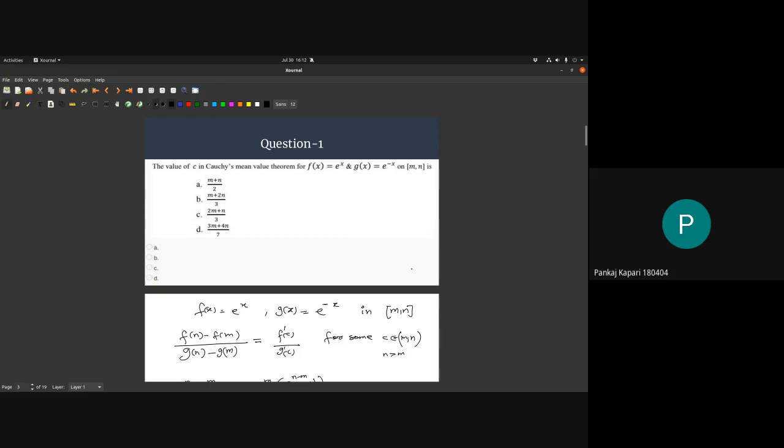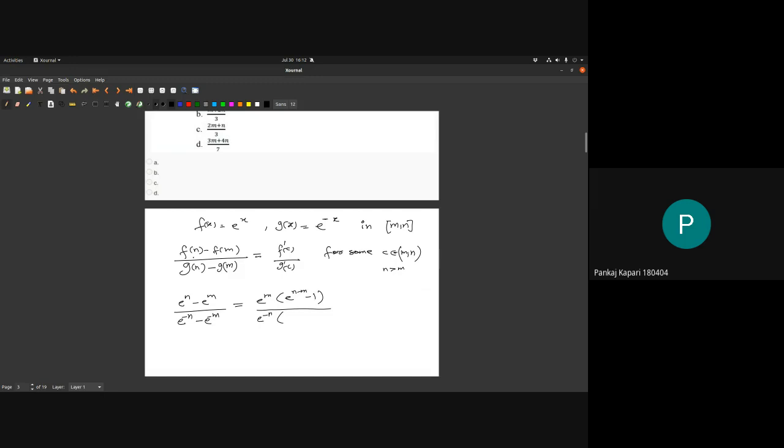The Cauchy's mean value theorem says that if we are given two functions f and g which are continuous in the closed interval m comma n and differentiable in the open interval m comma n, then (f of n minus f of m) divided by (g of n minus g of m) is equal to f prime c divided by g prime c for some c in this interval. Here f prime c is the first derivative of f at c and g prime c is the first derivative of g at c.